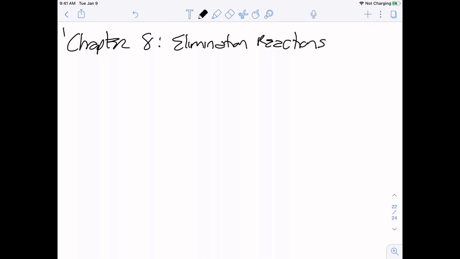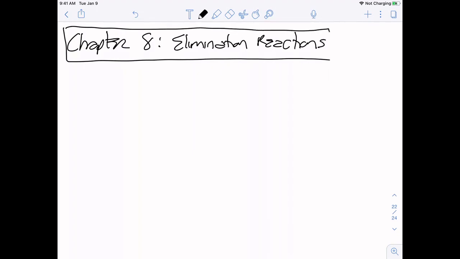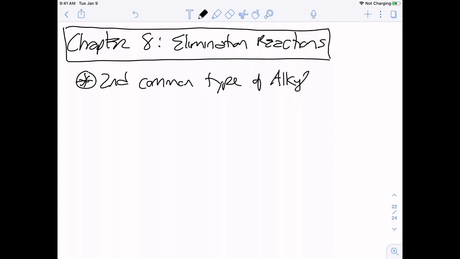So first of all, we'll just talk about elimination in general, a little bit about alkenes, and then get into the specifics of the 2 types of mechanisms. So elimination reactions, this is our second common type of alkyl halide reaction. So it's really just a continuation of the last chapter. With elimination reactions, we are going to produce pi bonds.